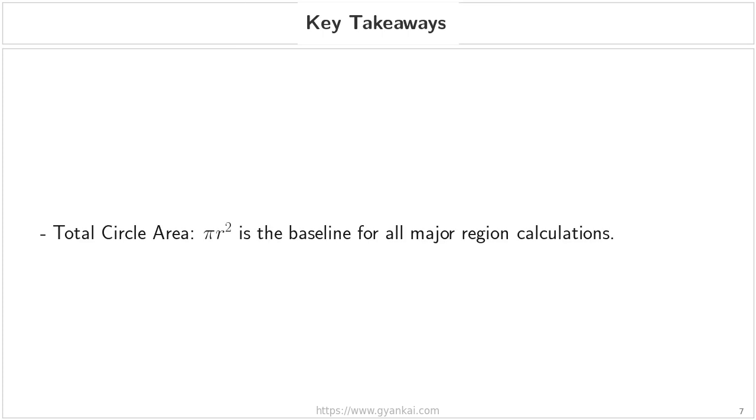Key takeaways. First, always remember that the total area of a circle, which is pi times the radius squared, serves as your baseline. Every calculation we've done for a major region starts with this total area.